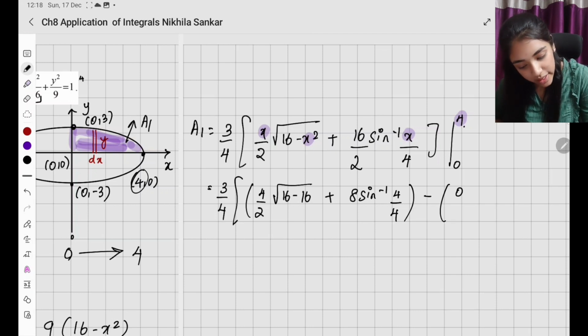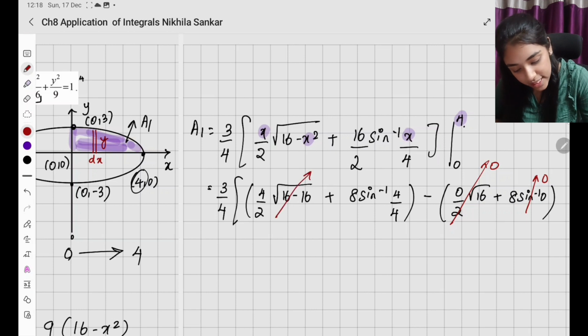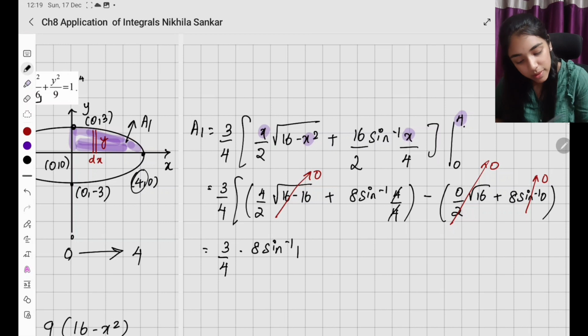So 0 divided by 2, this term becomes 0. Correct? Plus 16 by 2. So I have 8 sine inverse of 0. So now which of these are 0? Sine inverse 0 is going to be 0. In this place 0 into, so this is also 0. In this place 16 minus 16, so this term becomes 0. So now finally what do we have? 3 by 4 times, inside the bracket I only have 8 times sine inverse of 4 by 4. So this also gets cancelled, so I'll be left with 1.